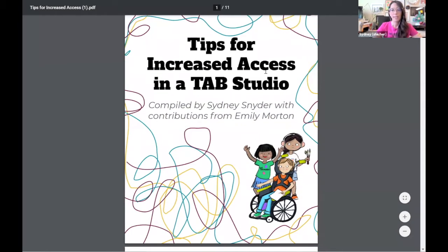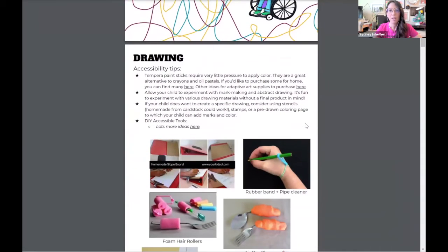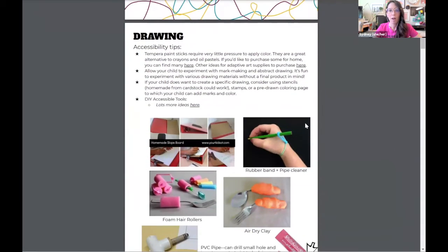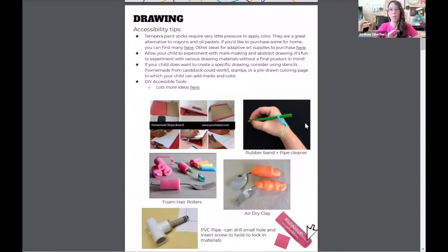So, increased access in the TAB Studio. We have broken it down by centers. So there are tips in here for the Drawing Center, Painting Center, Collage and Sculpture, and then digital media. And then I also have some examples of a student's WOW process. And then I also have some universal access tips.